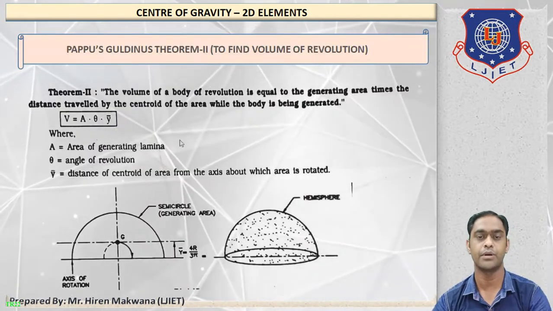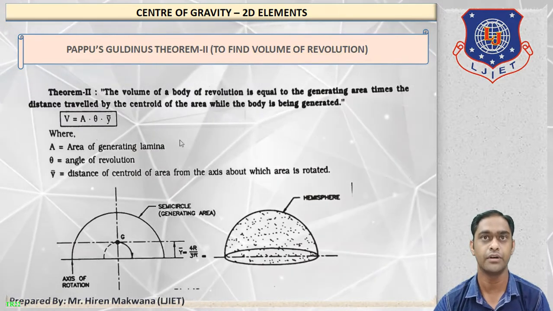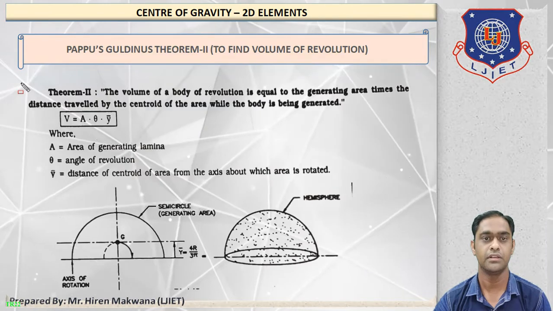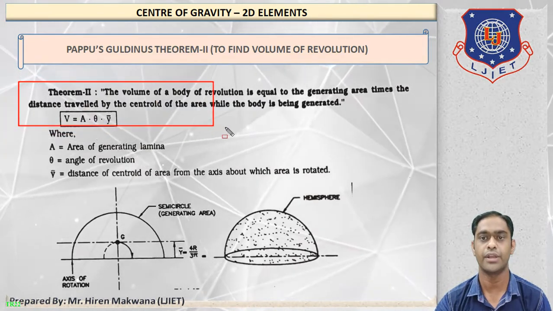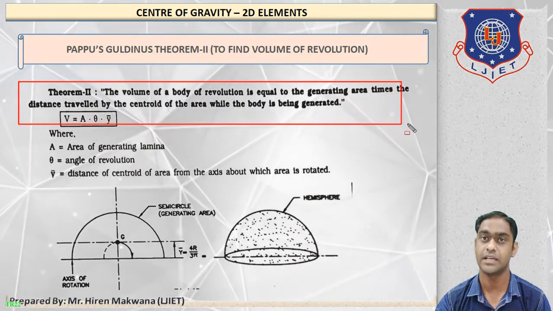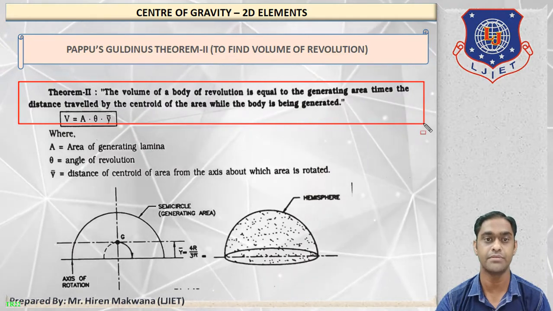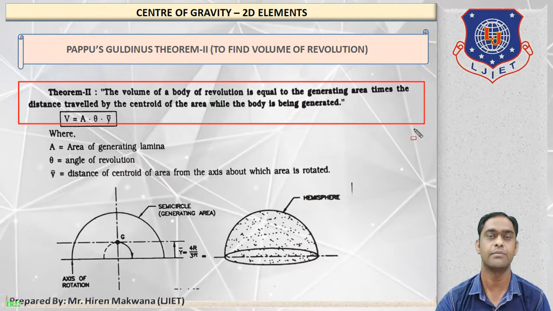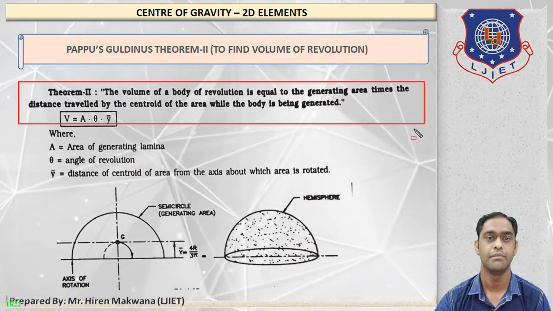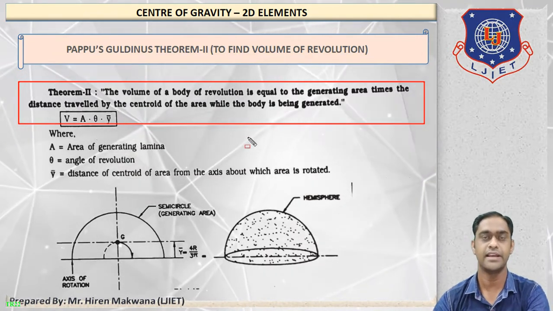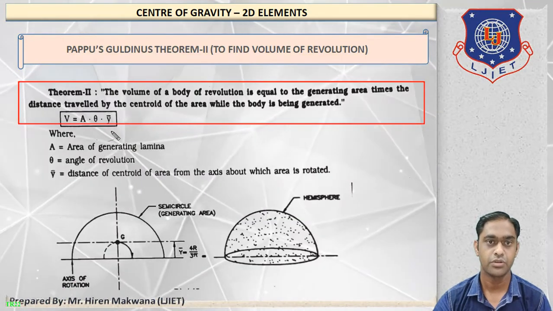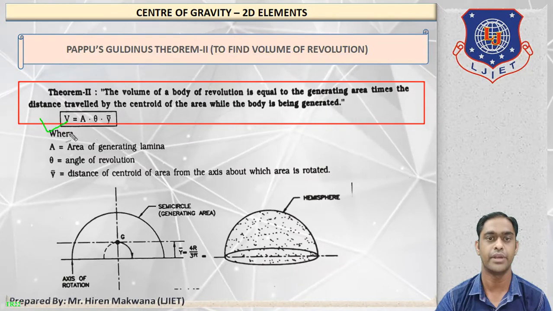Here is theorem number 2 to find the volume of a particular element. Let us first check the statement. In theorem 2, the volume of a body of revolution is equal to the generating area times the distance traveled by the centroid of that area while the body is being generated. The statement is very tough, so concentrate on the formula. Volume is equal to area theta y bar.